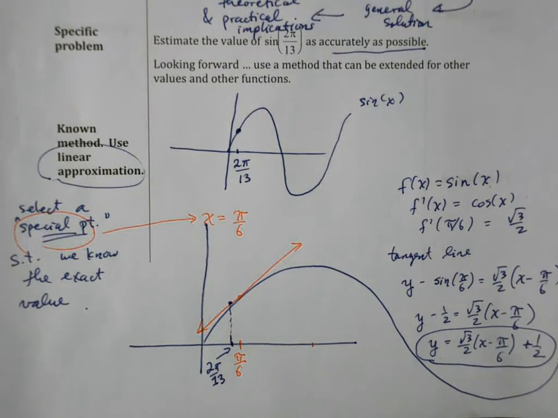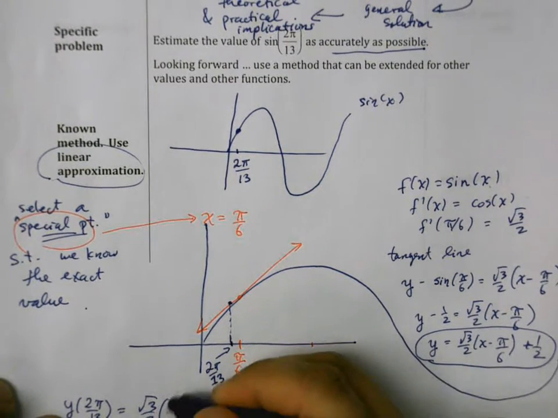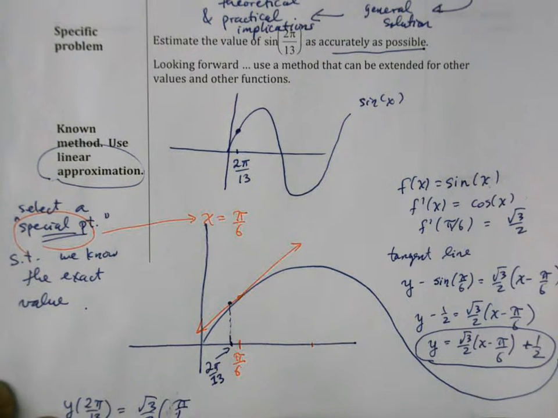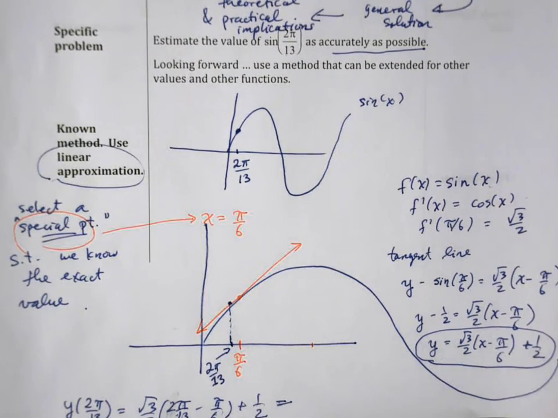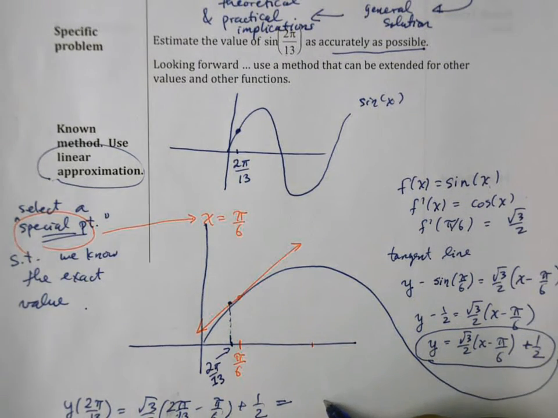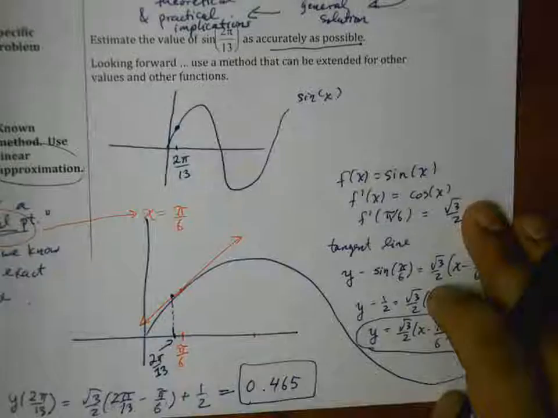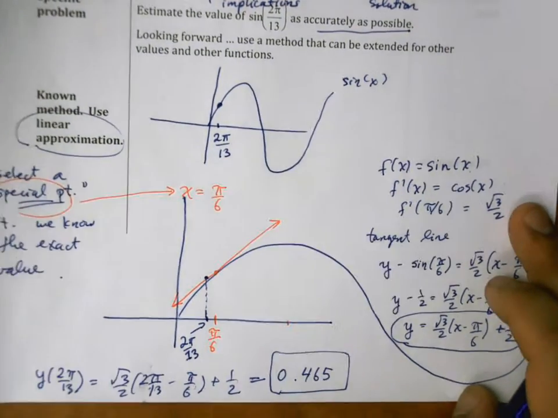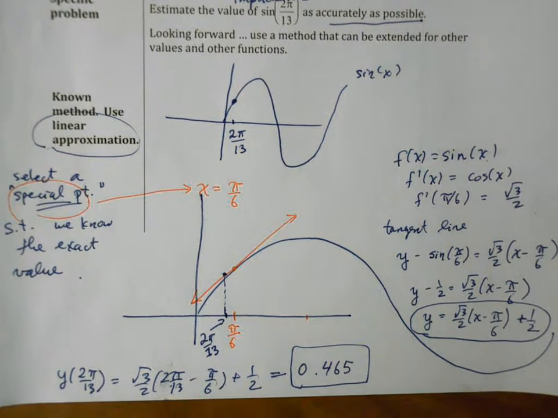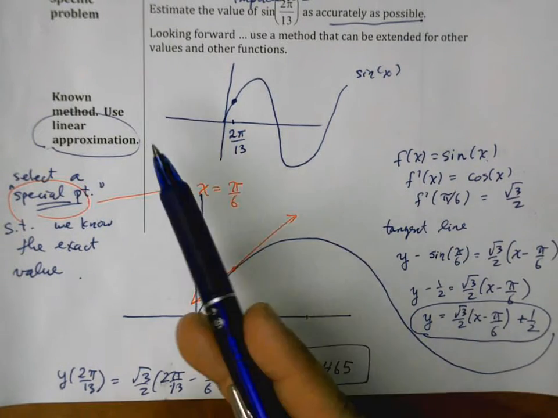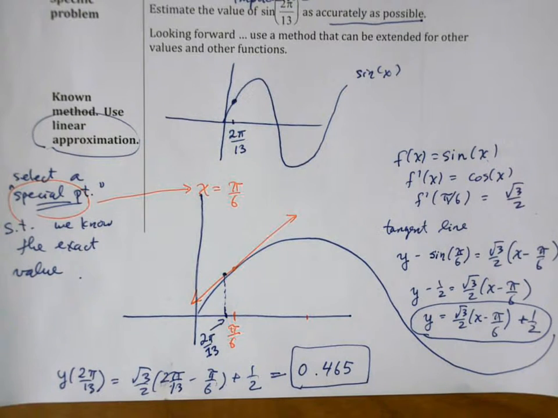And now, if I wanted to make the estimate for 2 pi over 13, then I can substitute in y of 2 pi over 13, and that's equal to root 3 over 2 times (2 pi over 13 minus pi over 6) plus 1/2. That gives me a value of 0.465, which is really close to the actual value. Okay. So here we have a specific problem of estimating the value of sine, and we want an approximation that's as accurate as possible. And this is essentially review. All we've really done is talk about linear approximation, which we already know how to do.